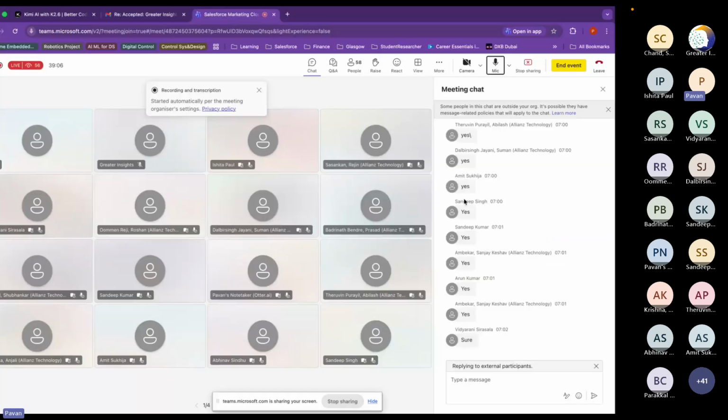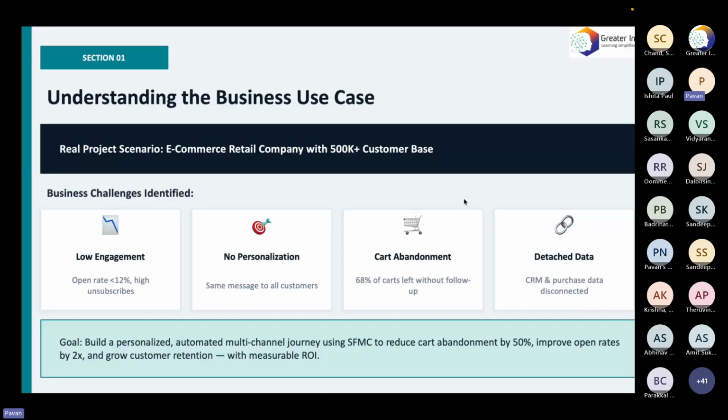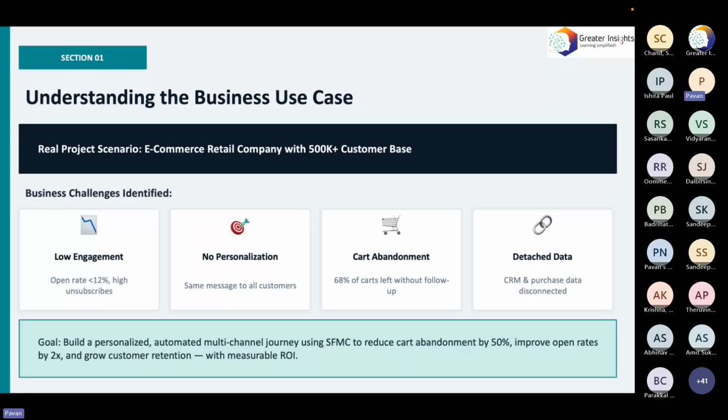Sorry, I have a single screen, but okay. I see no questions on the chat. I take it as a positive sign so far.